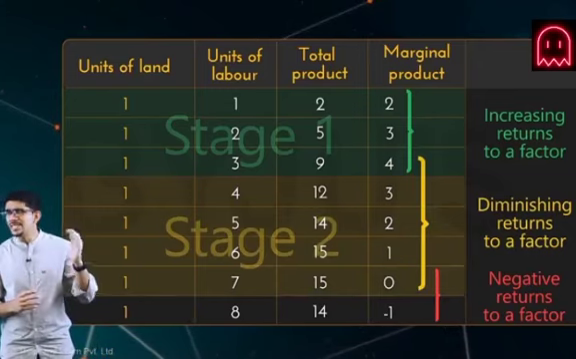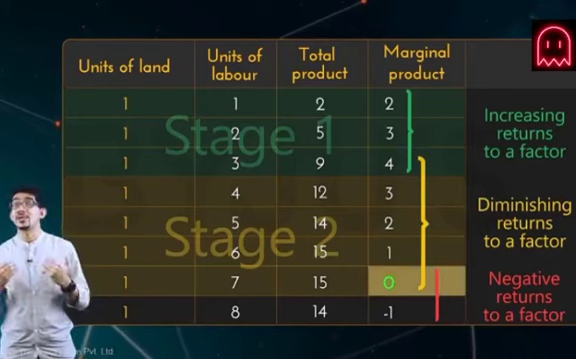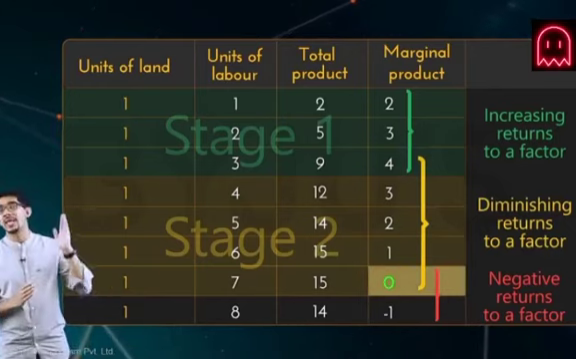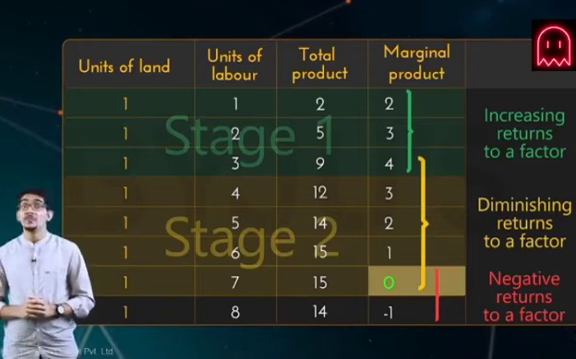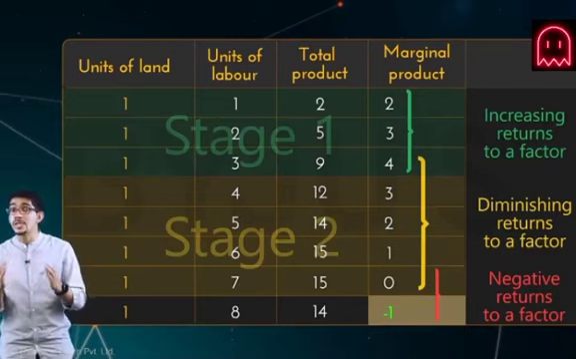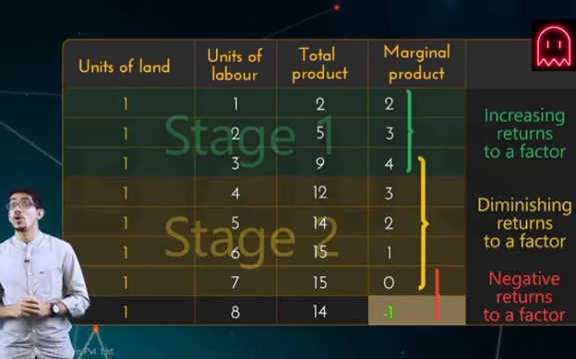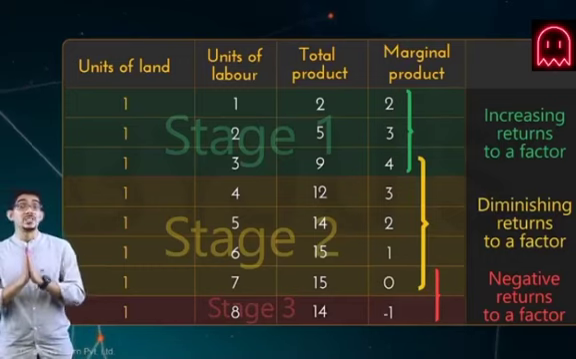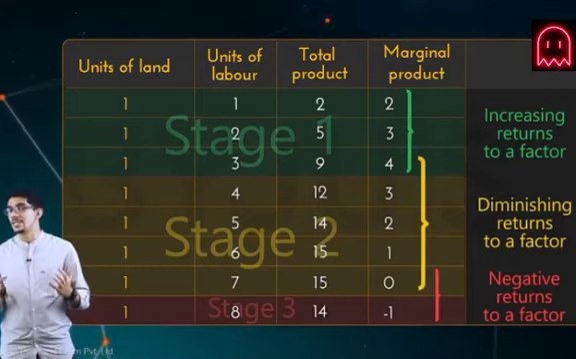When MP is 0, there is no more addition to TP after that point. Hence, TP is maximum when MP equals 0. When MP is negative, TP starts declining as each unit subtracts from it. We can call this stage 3, starting from MP equal to 0 onwards. It is also the stage of negative returns.